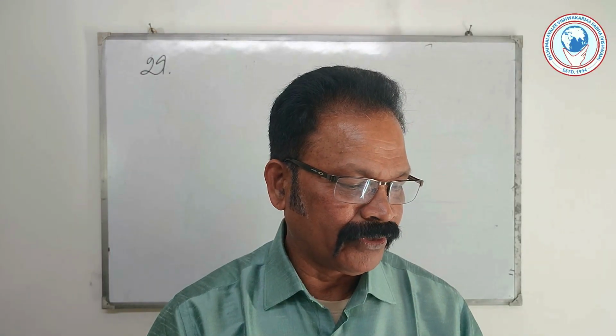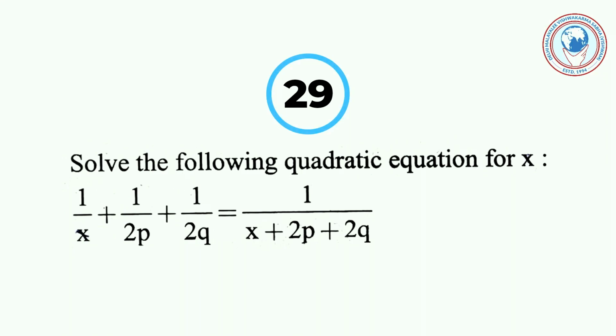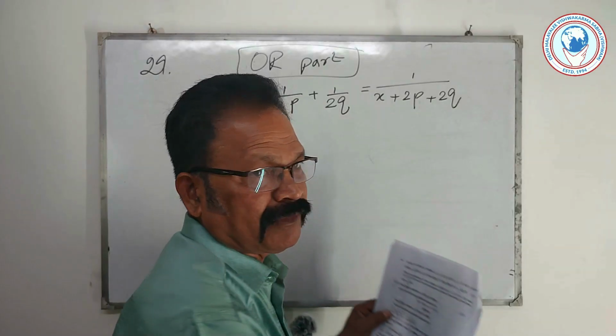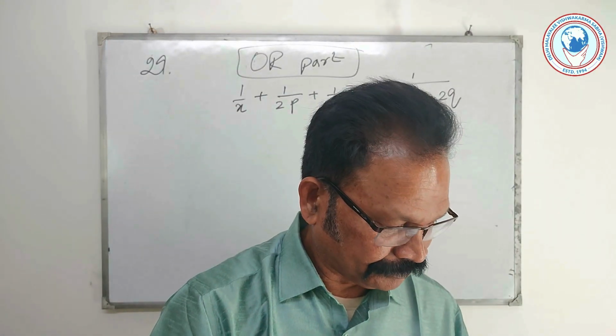Now, the next part of question 29. Solve the following quadratic equation for x. The question is 1 by x plus 1 by 2p plus 1 by 2q equal to 1 by x plus 2p plus 2q. So solve for x.